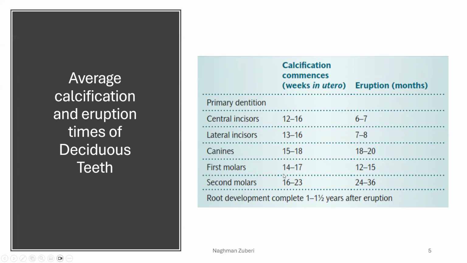First molars: 14 to 17 weeks in utero for the calcification and 12 to 15 months for eruption. Second molars: 16 to 23 weeks in utero and 24 to 36 months for the eruption. Keep in mind that the roots of the deciduous teeth complete earlier, within 1 to 1.5 years of eruption.